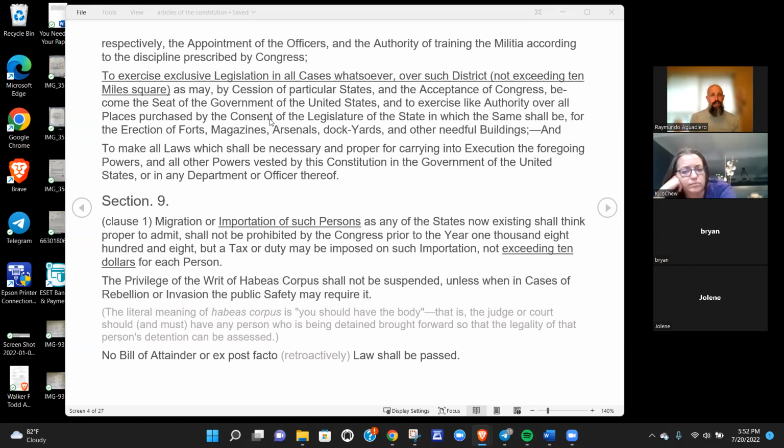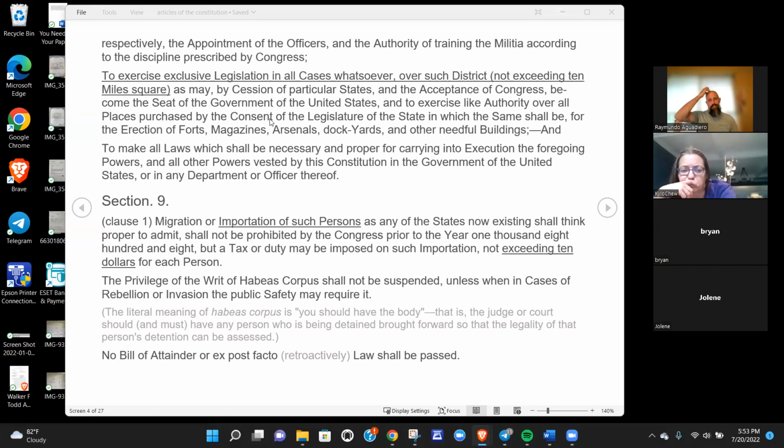All right, Congress has the power to make all laws which shall be necessary and proper for carrying into execution the foregoing powers, and all other powers vested by the Constitution in the government of the United States, or in any department or officer thereof. All right. Congress makes laws, and they can make laws required to carry out the execution of their powers and all other powers vested by the Constitution in the whole government structure.